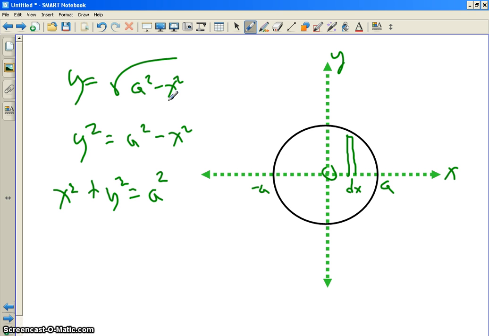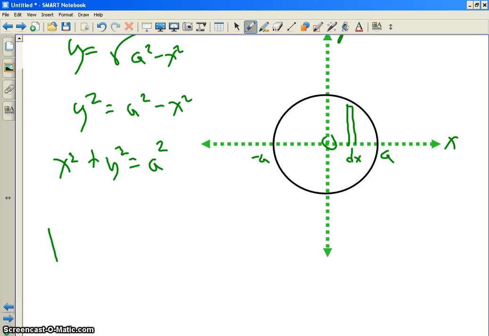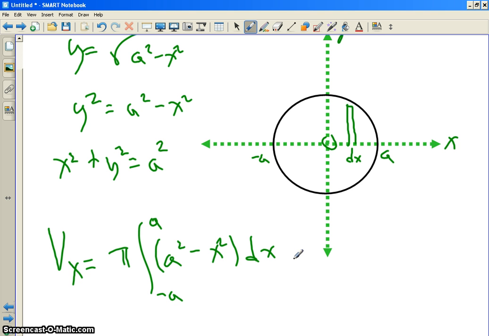What are you going to do with the radius? Square it. So what do you get? Okay, so the volume of revolution about the x-axis is, what should I write? Pi, the integral from negative A to A of the radius squared, so that's A squared minus x squared. Technically, it's the absolute value of that, but I'm not going to worry about that right now. And the thickness of the disk is dx. So pi r squared is the face, the thickness is dx. You've got a little slice or cylinder of volume.